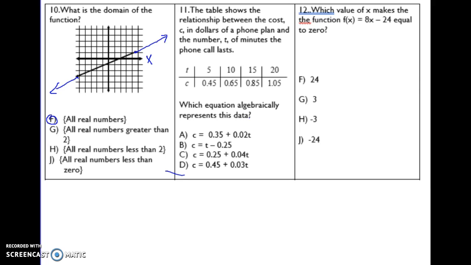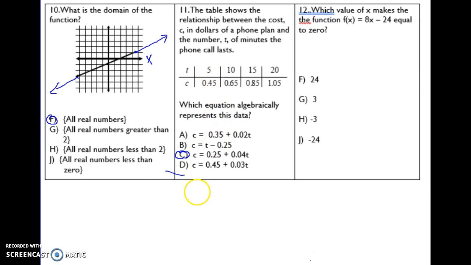All right, number 11, the table shows the relationship between the cost in dollars of a phone plan and the number T of minutes the phone call lasts. Which equation algebraically represents this data? I would expect you to go through each one of these and just plug in your inputs, your T's, and see which one would work, okay? In this case, it's actually going to be C.